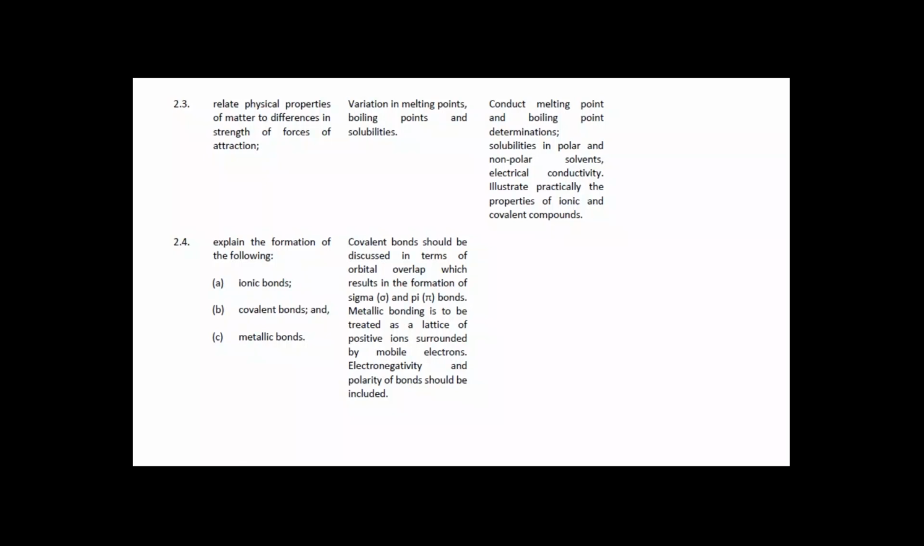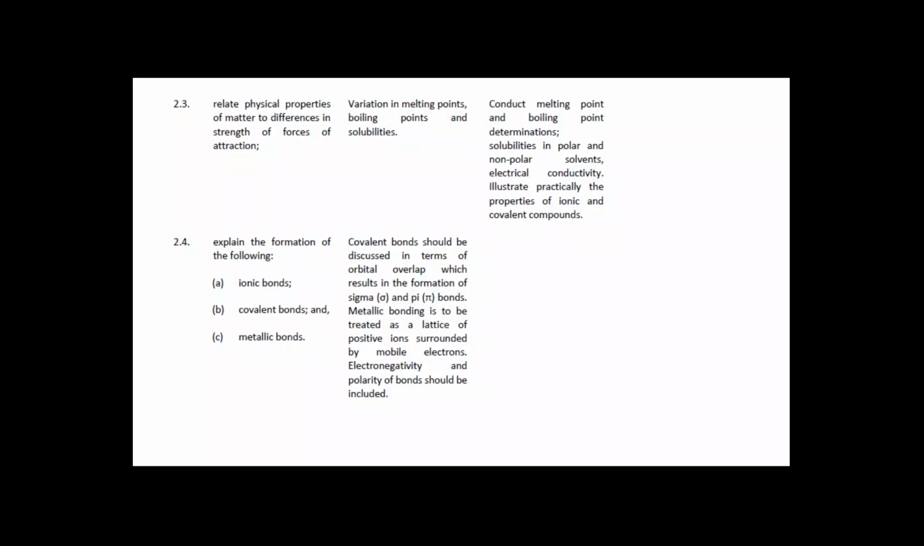So these are the things we're going to look at today. Relate physical properties of matter to differences in strength of forces of attraction. So variation of melting points, boiling points, and solubilities, and conduct melting point and boiling point determinations, and solubilities in polar and non-polar solvents, and electrical conductivity, and illustrate practically the properties of ionic and covalent compounds. We're going to do that in a practical class, and explain the formation of the following: ionic bonds, kind of done that already, covalent bonds and metallic bonds.